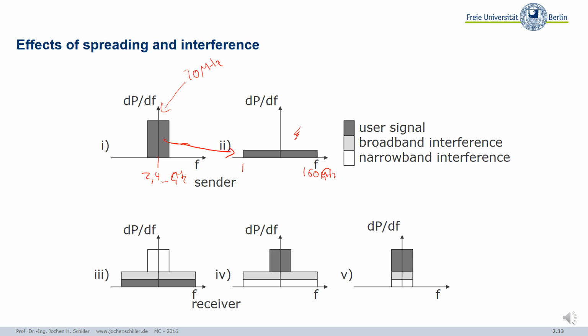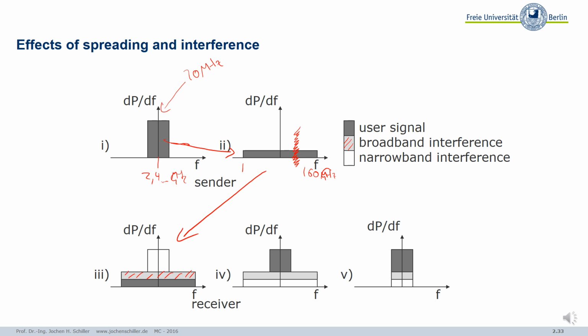If you now have a narrowband interference somewhere here, what happens? It will cancel out a part of the signal. So what happens over the air? This is our sender side, and now over the air we generate a nice signal, which is our spread user signal. In the air, or in space, we add noise, broadband background noise. That's always added. So we have a broadband interference. That's the broadband interference.